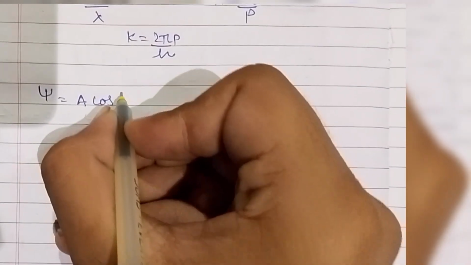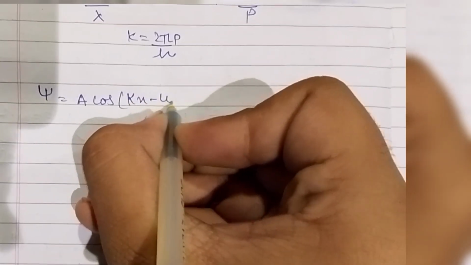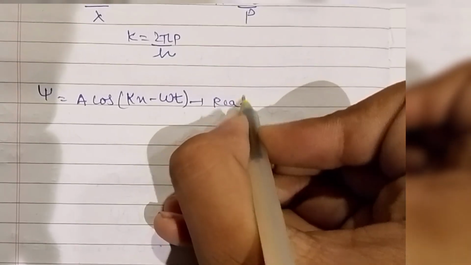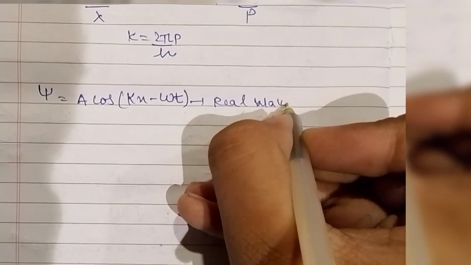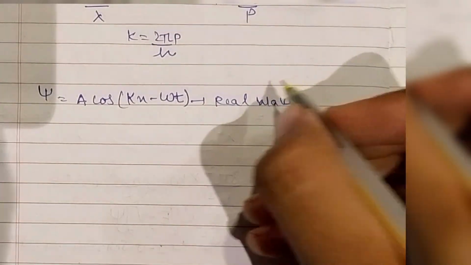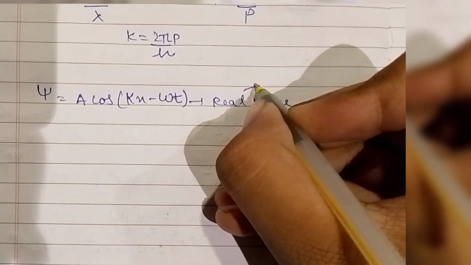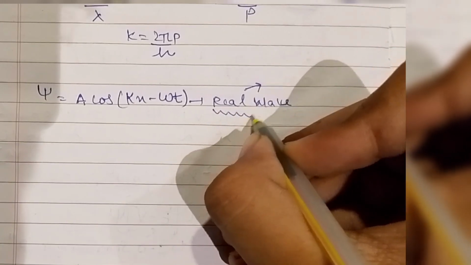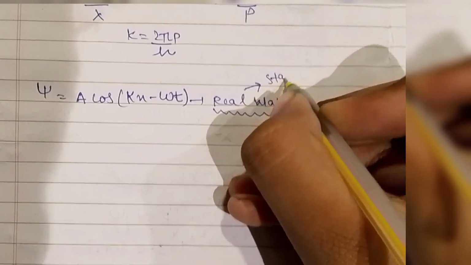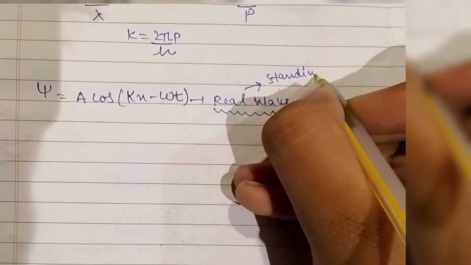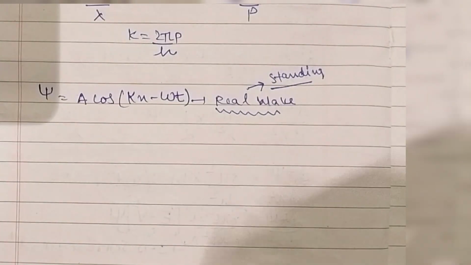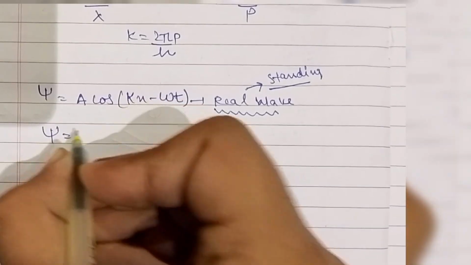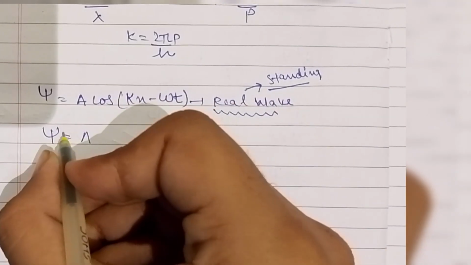cos(kx minus omega t). This is the equation for a real wave. But here we take the assumption that the electromagnetic radiation doesn't make real waves. It makes standing waves. Standing waves are the waves which do not transmit energy. So psi is equal to A cos kx.